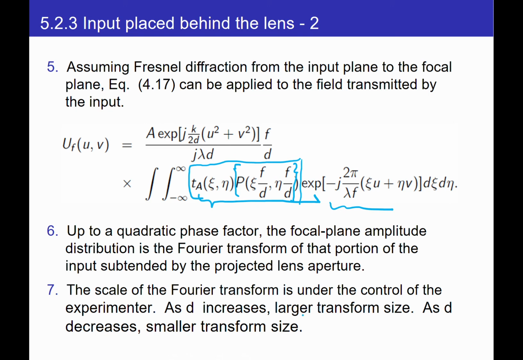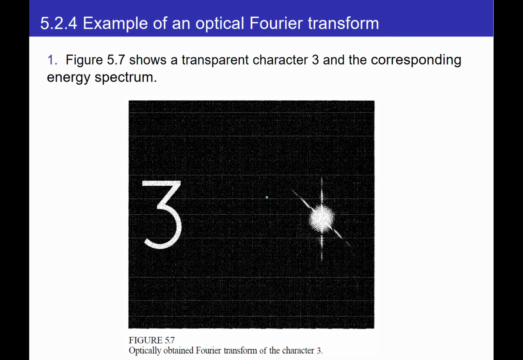As d increases, the transform size becomes larger. As d decreases, the transform size becomes smaller. So it depends upon these Fourier functions. An example of optical Fourier transformation is this. If this is our aperture, and you do the experiment using the lens, you get this Fourier transform spectrum.